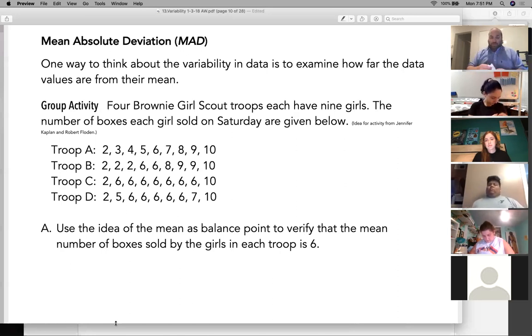So let's do an activity. 4 Brownie Girl Scout troops each have 9 girls. Woo, Girl Scouts. Sorry. Yes, it's okay. I just heard Brownie and I stopped really thinking too much about anything else. Well, no, because I was a Girl Scout, so I get excited.